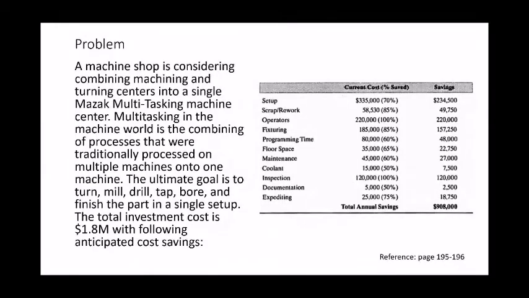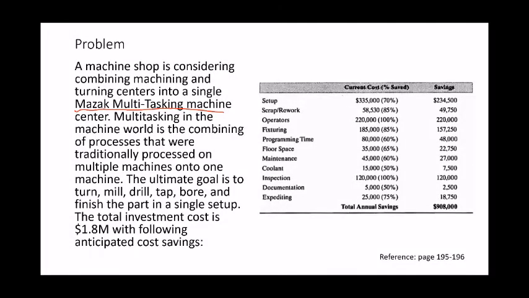So what is this problem all about? It says here, it is a machine shop that is considering combining machining and turning centers into a single Mazak multitasking machine. So this is the title of the project. Okay, it is a Mazak multitasking machine. When we say multitasking, that means many tasks, combining the different functions of the machine like turning, machining, and so on. Multitasking in the machine world is the combination of the different processes that were traditionally processed on multiple machines into one machine. You know already that different functions require different machines. But in this project, they are trying to combine all the functions into one machine. That's why it is called a multitasking machine.